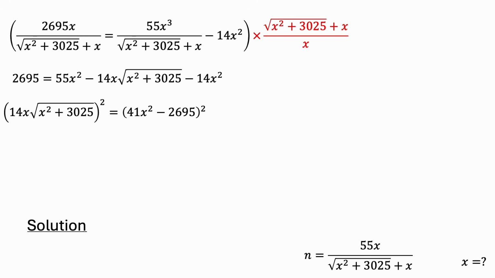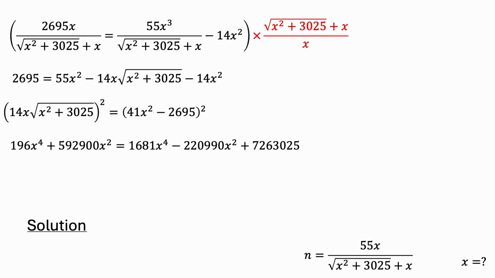Square again to get 196 x to the power 4 plus 592,900 x squared equals 1,681 x to the power 4 minus 220,990 x squared plus 7,263,025. This simplifies to the equation 27 x to the power 4 minus 14,798 x squared plus 132,055 equals 0.